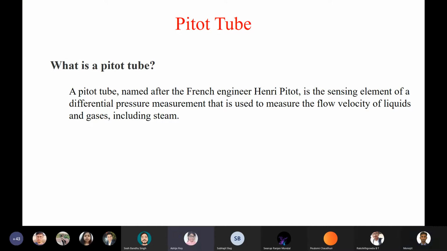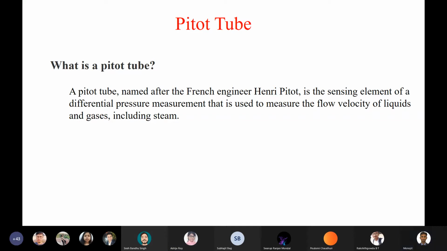Pressure head, yes, piezometric pressure. And what is the basic principle, how can we convert this pressure head into velocity or the flow rate, based on your basic fluid mechanics understanding? Conservation, Bernoulli's equation. Yeah, Bernoulli's equation we mostly use.